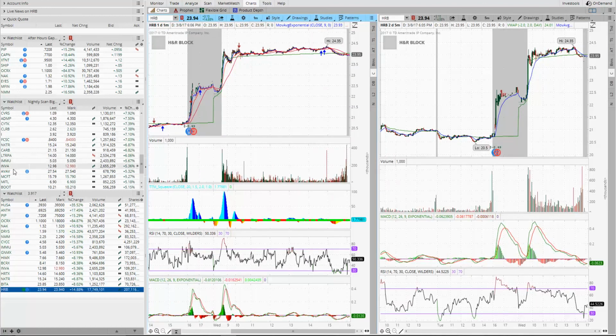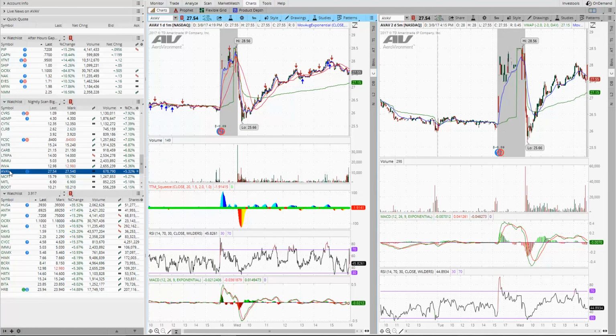Remember, just because we're putting all these stocks on the watch list doesn't mean that I'm looking at all of them. Out of all of these, you figure out which ones to focus on. You may finally determine to look at 1 or 2 when the market opens, but you keep them on the watch, just in case. All right, AV, another one.